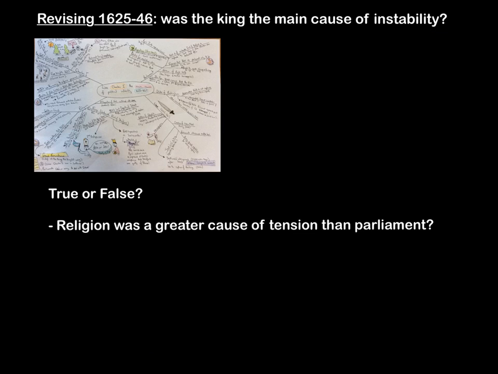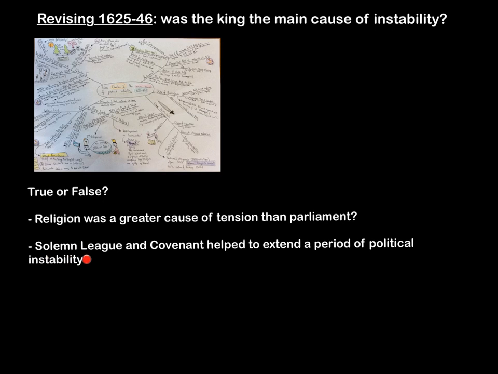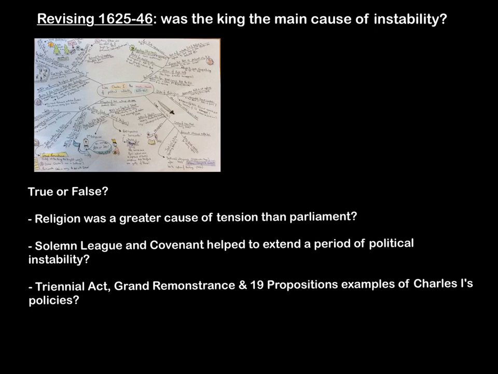So, true or false? Was religion a greater cause of tension than Parliament? Did the Solemn League and Covenant help to extend a period of political instability? Were the Triennial Act, Grand Remonstrance, and 19 Propositions examples of Charles I's policies that caused political instability?